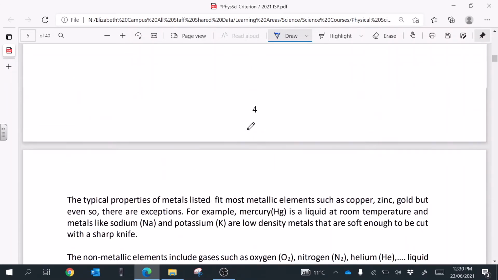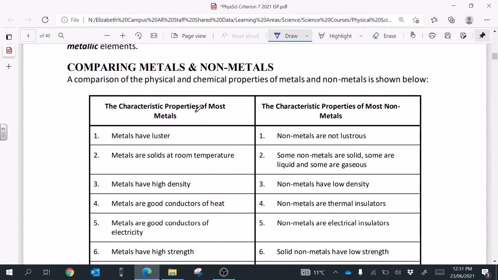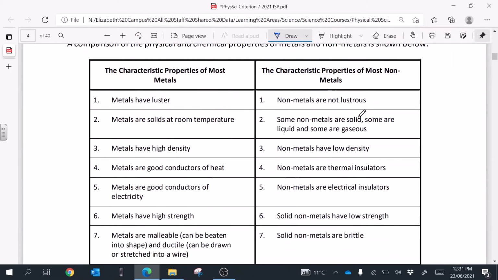So if we go back up, this is a table of characteristic properties of most metals. Most metals have a luster, which means they're shiny. And non-metals are not lustrous, which means they're dull, or not shiny, basically. That's what luster means. That's because the sea of electrons allows for the reflection of light, which makes them shiny.